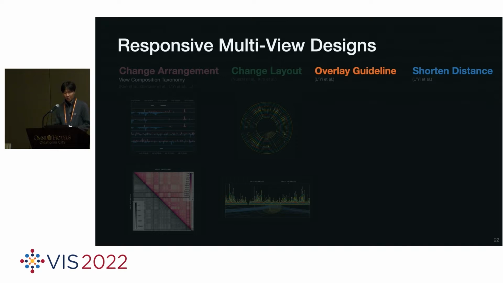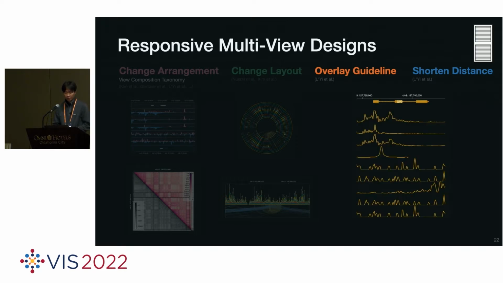Last 2 examples are overlaying guidelines and shortening distance. Genomics visualizations are commonly viewed with reference genes, as shown on the top of this vertically long visualization. And users often try to find correlation between this view and then the rest of the views. However, views on the top is far from the reference view on the top, so the users have to rely on their working memory to find correlation.